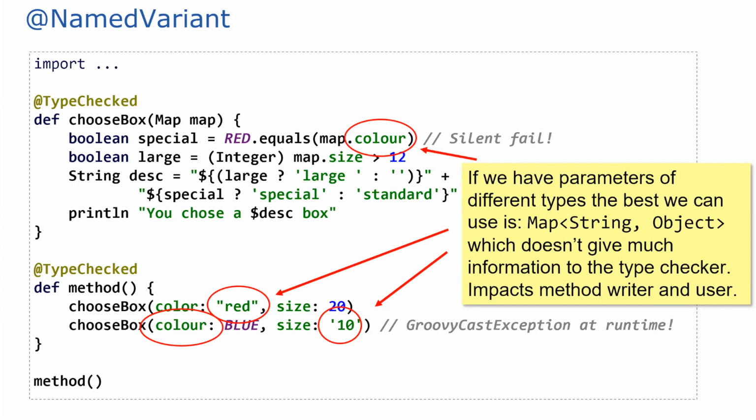And the user of this particular map method as well, they might do the same misspelling. They might specify the size as a string instead of a number. And again, type checking will say, yes, everything's fine, but then you'll get a Groovy cast exception at runtime. So yes, using this map style was a nice feature to get very fluent and nice looking ways to call my method, but I've lost some of the type safety that you'd expect to get.